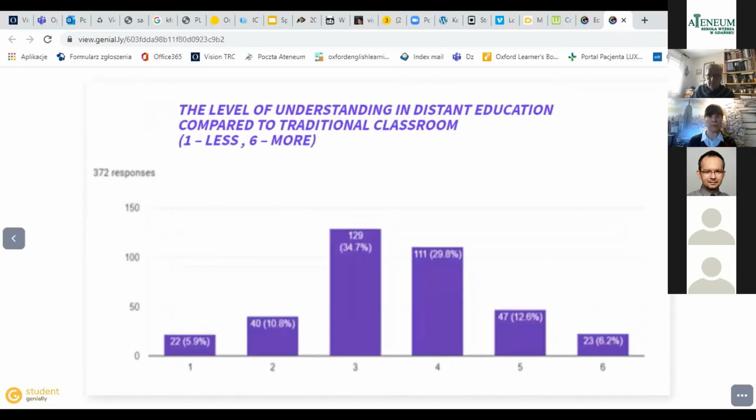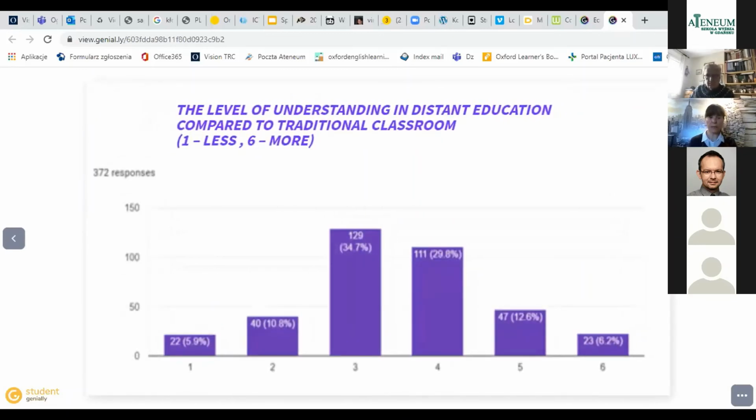However, when it comes to the level of understanding, there is a difference. We have 16 or 17% of students who say that the understanding is not really the highest, so they understand less in the traditional classroom than in online teaching. On the other hand, we've got 18% of the students who say that their understanding was higher.